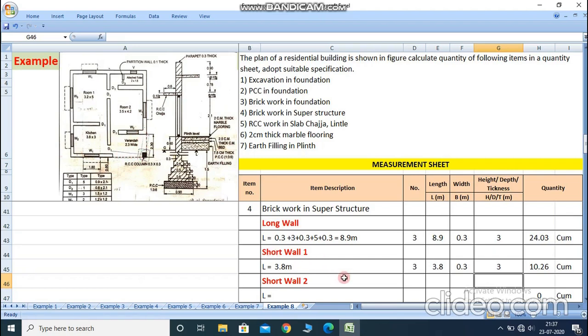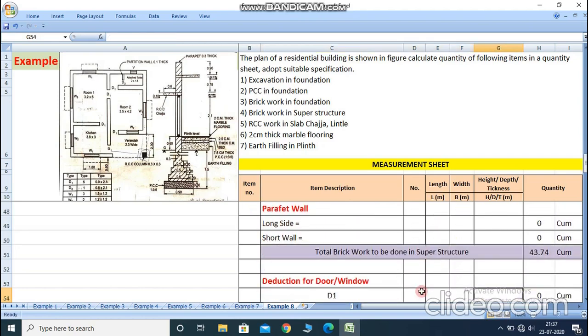So right here we simply write, for short wall 2, length is 3.5 meter. So here the number of walls is 3, then 3.5 meter, and width is 0.3 and height is 3 meter.